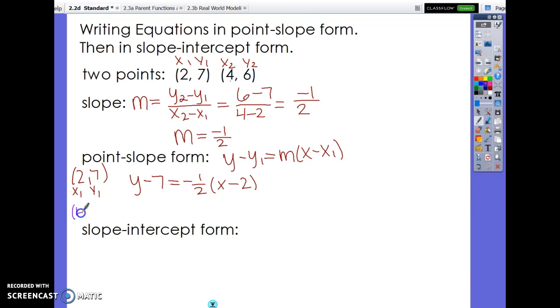So let's look at what happens when we use (4, 6). Well, now 4 is our x1 and 6 is our y1. So we'll get y minus 6 equals negative half times x minus 4. So it didn't matter which point we used. Either of these are acceptable answers for your point slope form. Okay, again, these represent the same line. They just look a little bit different because they are using different points from that line.